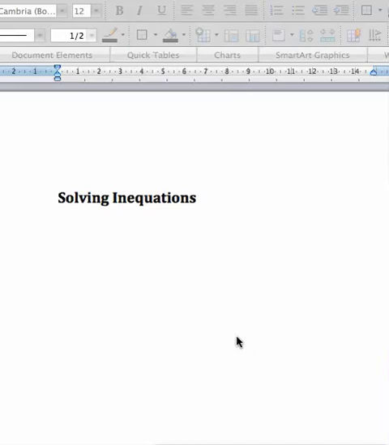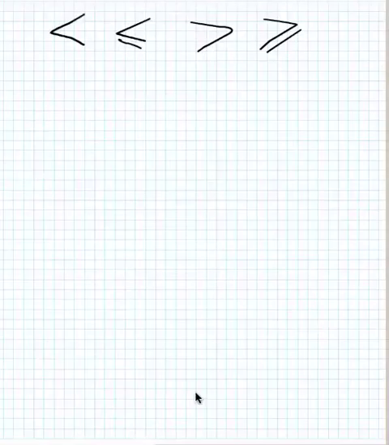Hi, so this session is on solving inequations. They are equations, but instead of an equal sign, we see an inequality symbol. I'll just explain what I mean by that. If you remember, inequalities are these symbols here: less than or equal to, greater than or equal to. And an inequation has one of these instead of an equal sign.